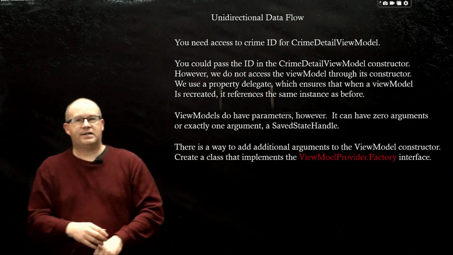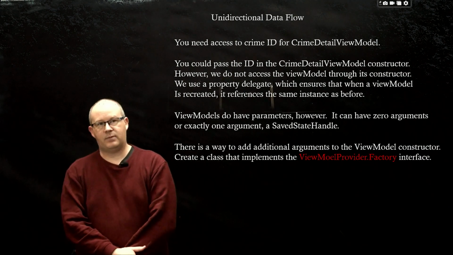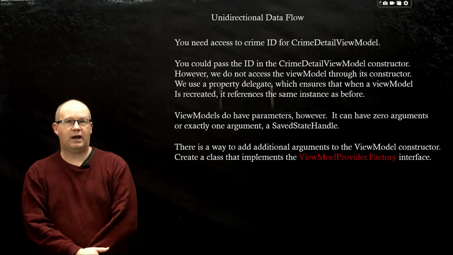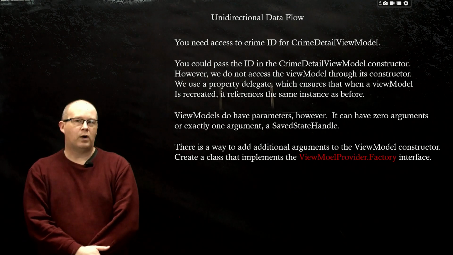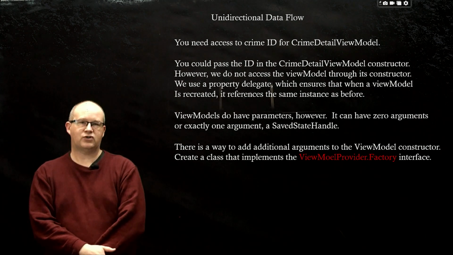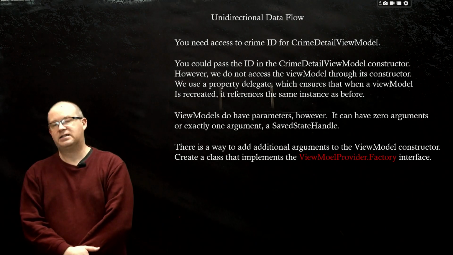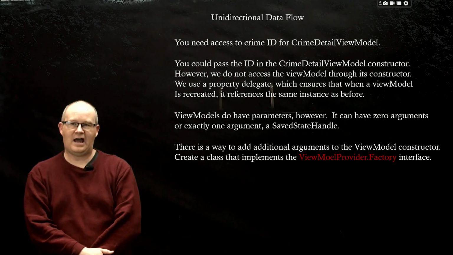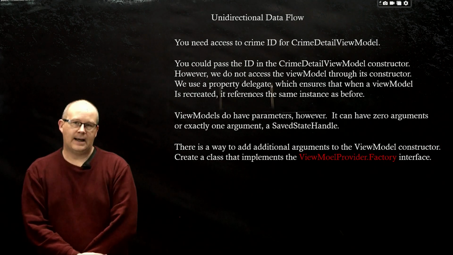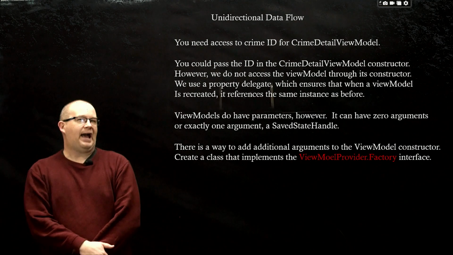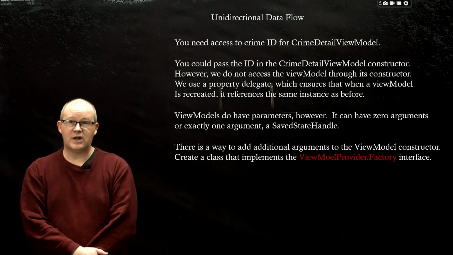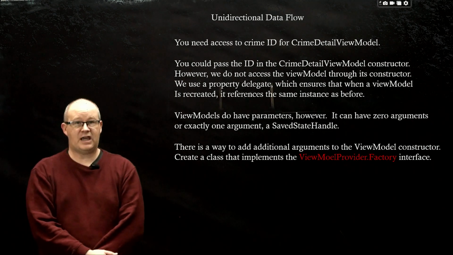We are going to need access to the crime's ID the moment that the crime detail view model is created. There's a number of ways that you could try to do this, but one way you might think of is that you would pass in the ID as part of the constructor. However, we don't have access to the view model's constructor, and we never have. We've always been using a property delegate, the by view model. So even if we had access to the constructor, by default there's only two, one that has no arguments and one that has a single argument, which is the save state handle.